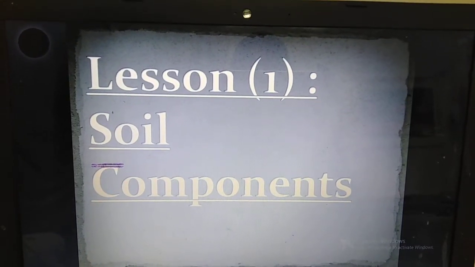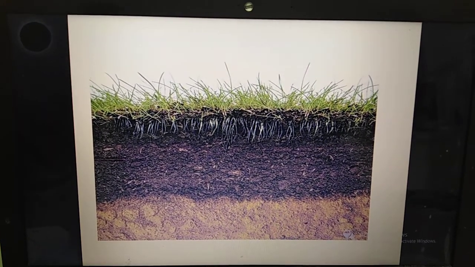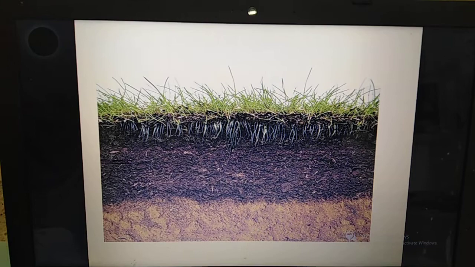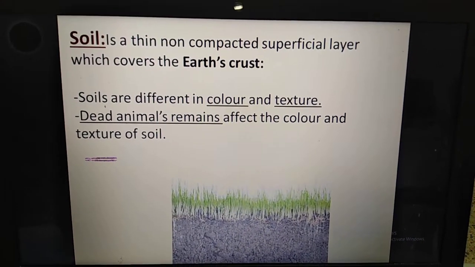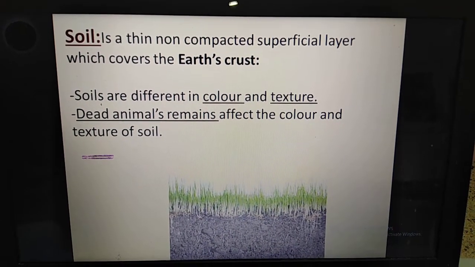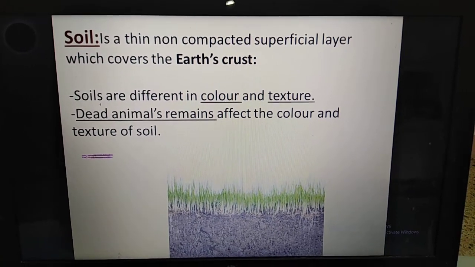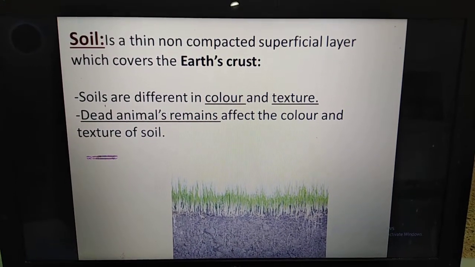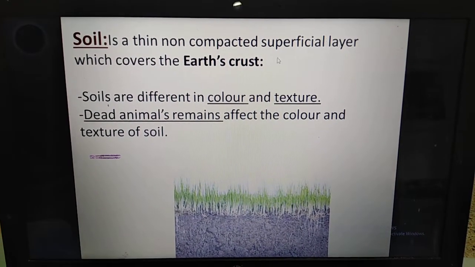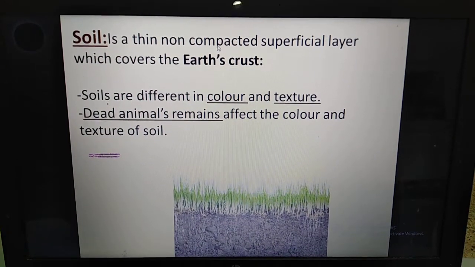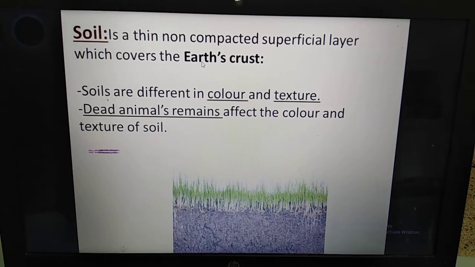Lesson 1, soil components. This is the soil. As you see, there are plants that grow in the soil. So what's meant by soil? It's a thin layer. Number 2, it has spaces between its particles, so it's a non-compacted or loose layer. Number 3, it's an upper layer. So we can say that soil is a thin, non-compacted or loose, superficial or upper layer, which covers the earth crust. This is the definition of the soil.